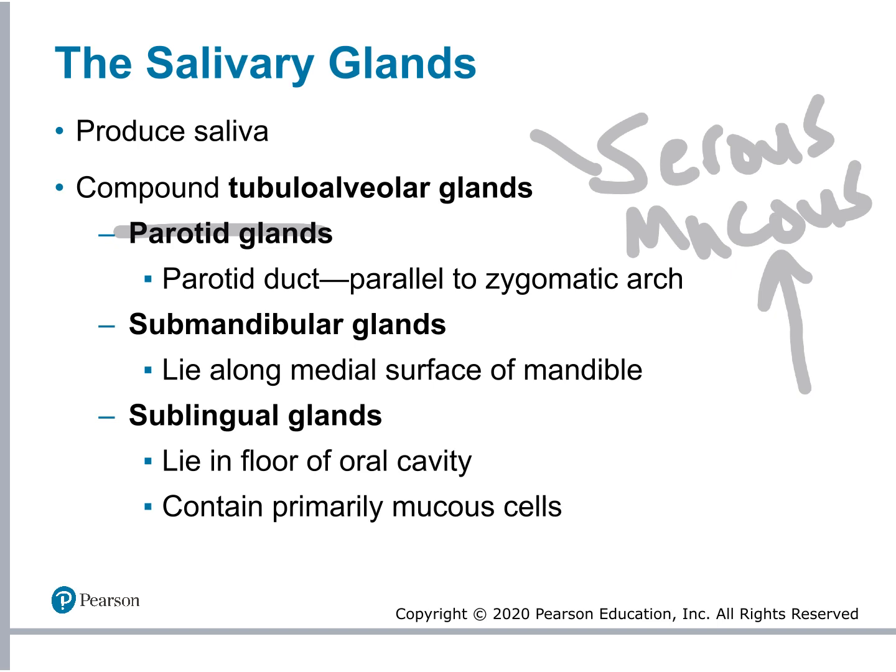The parotid glands produce a mostly serous saliva, which means it is mostly full of enzymes. Whenever you see something sugary, some of you may have experienced this, and you crave the sugar because maybe your blood sugar is getting low.